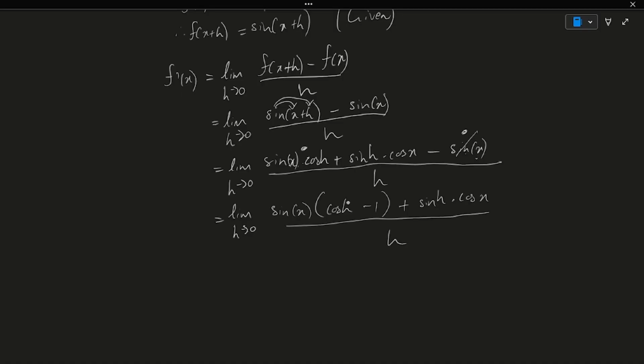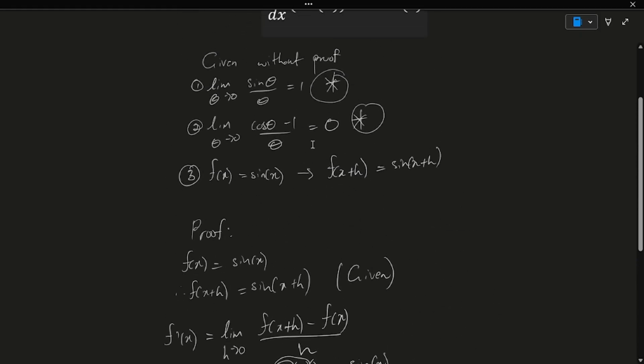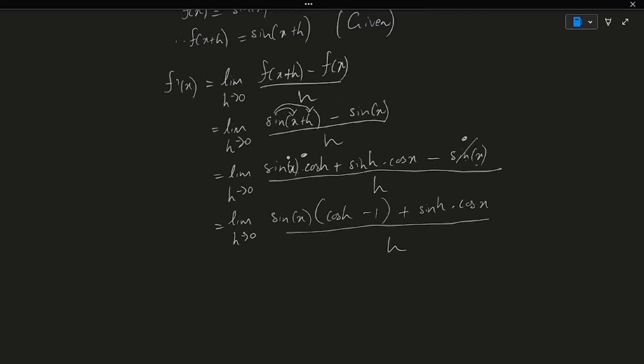So as you can see, we are coming out with something that is similar to what is given here, cos of theta minus 1 divided by theta, because look at this, we have cos of h minus 1. We just need to find a way to put h in the denominator, and then we can use whatever we already have. So now we're going to break this expression in half so that we can take h to the other part and also to the other part, right?